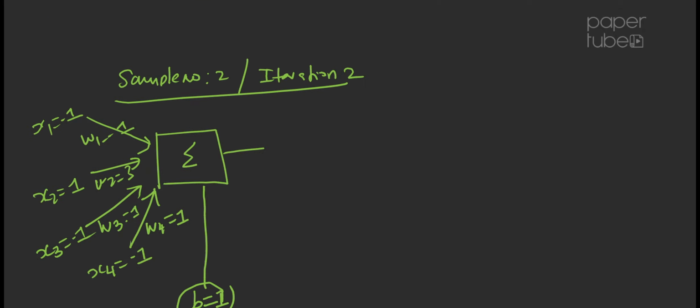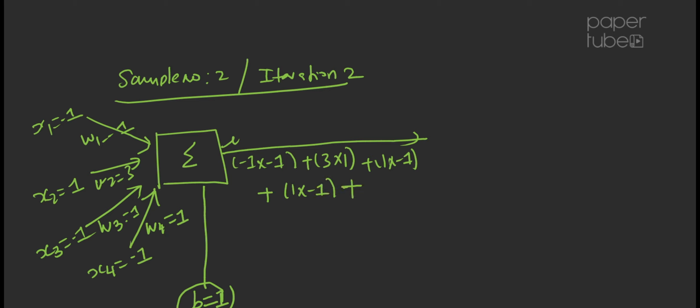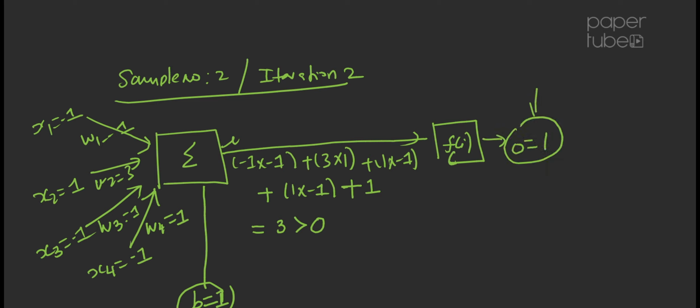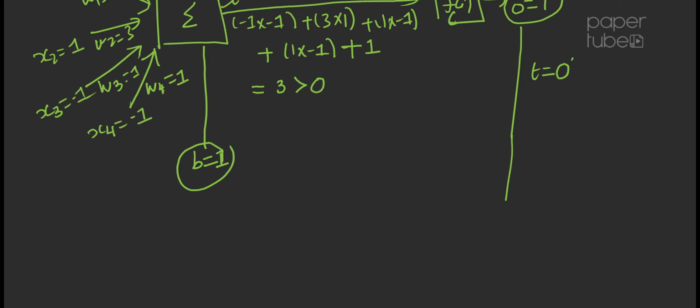The net output I should be -1 multiplied by -1 plus 3 multiplied by 1 plus 1 multiplied by -1 plus 1 multiplied by -1, plus you add the value of bias, so that makes a value of 3. This is greater than 0, which means your propagation function is going to fire an output equal to 1, and your target value is already equal to 1, which means t is equal to your objective function.